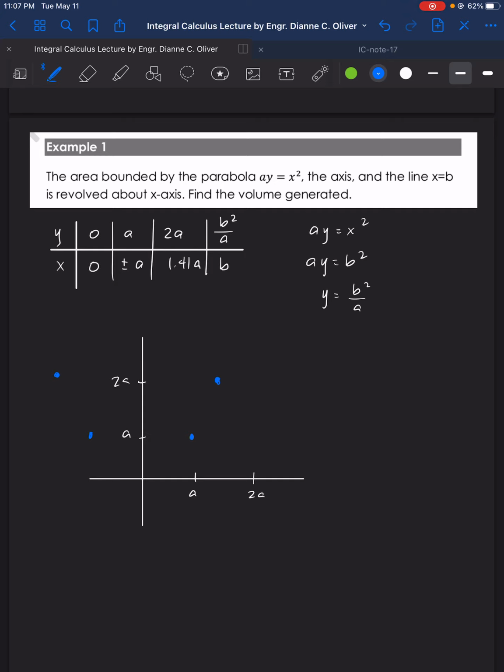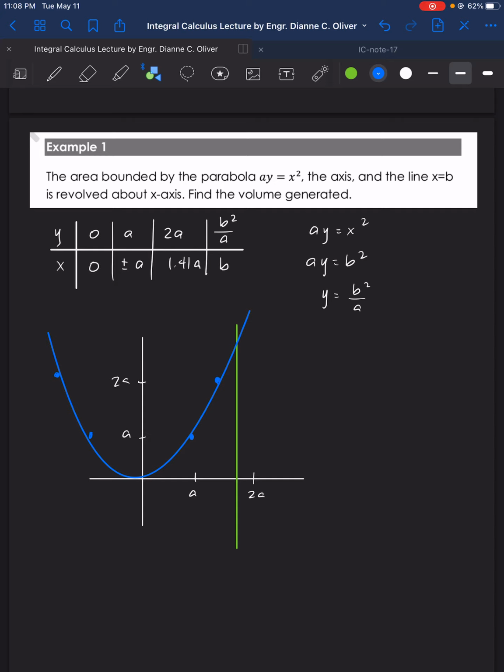Then if x is equal to positive b, notice that there's no b here. So meaning it's anywhere on the positive side of the x-axis. Let's say somewhere here. So that is x is equal to b. Then let's sketch the curve. It's going to be something like that. Okay, so it's not perfect as I said a while ago. At least we were able to sketch it.